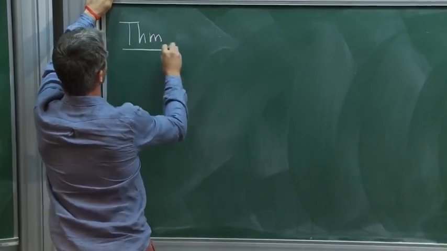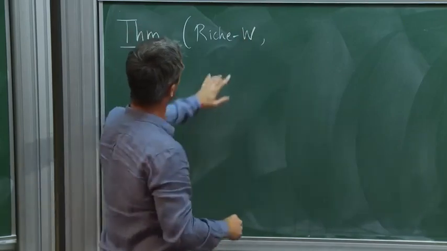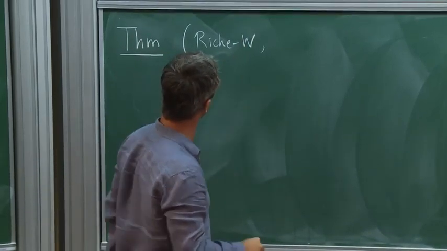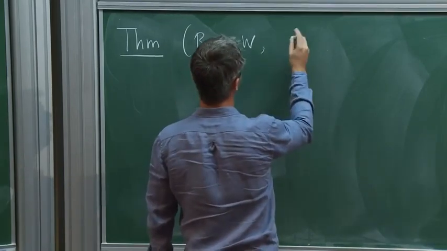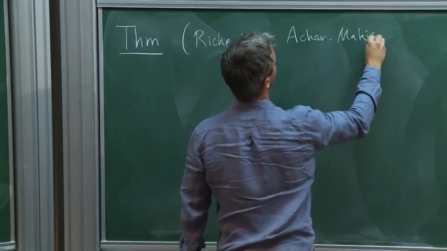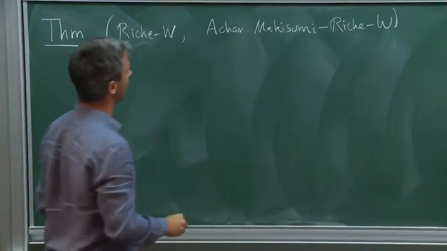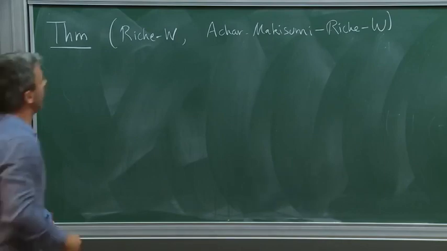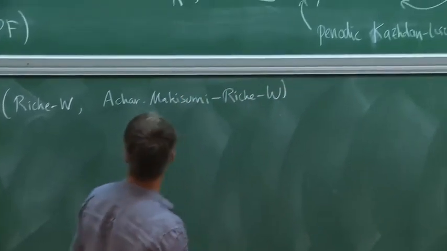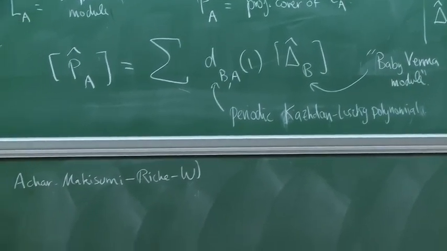Okay, so the theorem that I want to state today is a recent work with Simon Rich from Clermont-Ferrand, but it's based on a long project with Achar, Makisumi, and Rich, where all the work is done. So the statement is that this formula holds for all p bigger than 2h minus 2. I'll comment on this in a second.